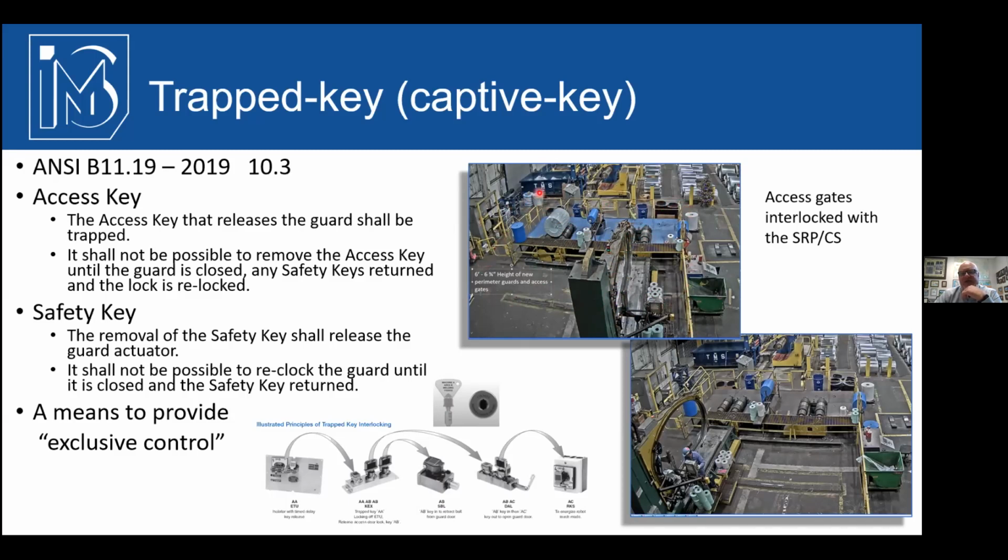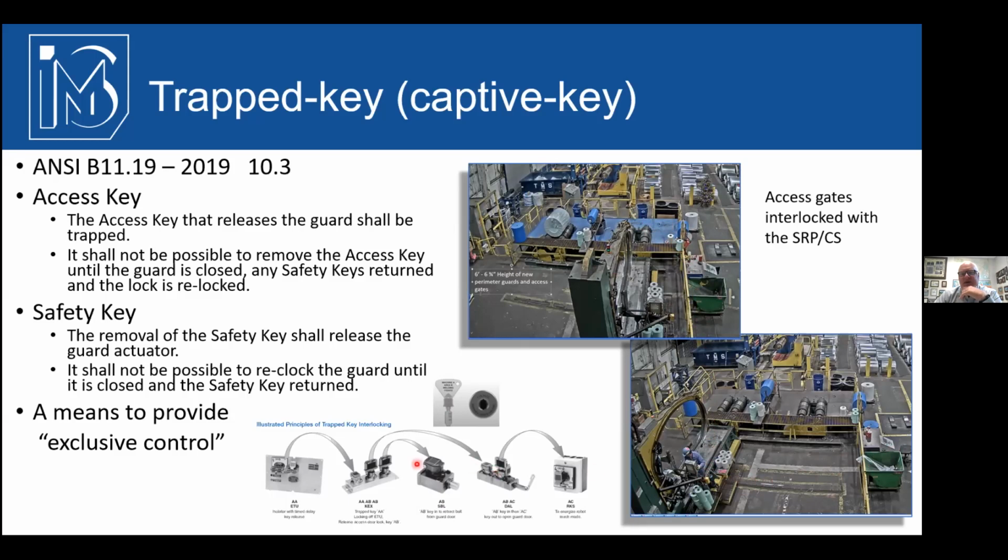So the first solution is to put perimeter guarding at a proper height, so somebody couldn't get in there other than through specific access gates. And then they have these access gates interlocked. So in the scenario to allow this person to enter this hazardous area, we want to make sure everything is turned off. There's no motion in here at all.